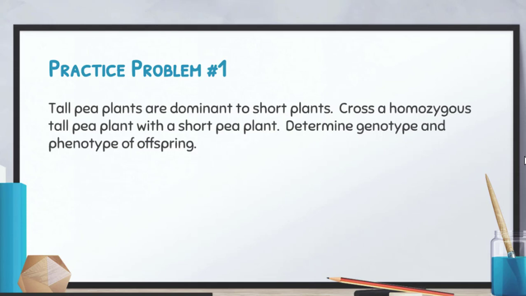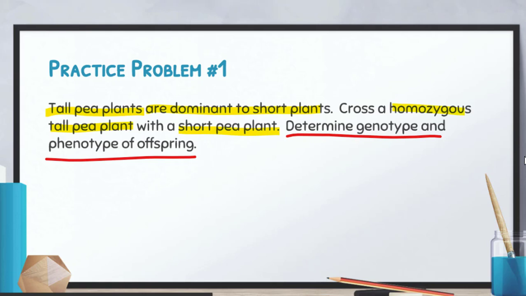I've mentioned this term before, which is RTFQ, which stands for read the freaking question. Make sure you read it, and seriously, highlight and underline the things that you need to know how to do here. Okay? So I'm going to highlight information that's given to me in the problem, and then I'm going to underline the stuff that we need to figure out. So in here, it says that tall pea plants are dominant to short plants. It is asking me to cross a homozygous tall pea plant with a short pea plant. The question is asking me to determine the genotype and phenotype of the offspring.